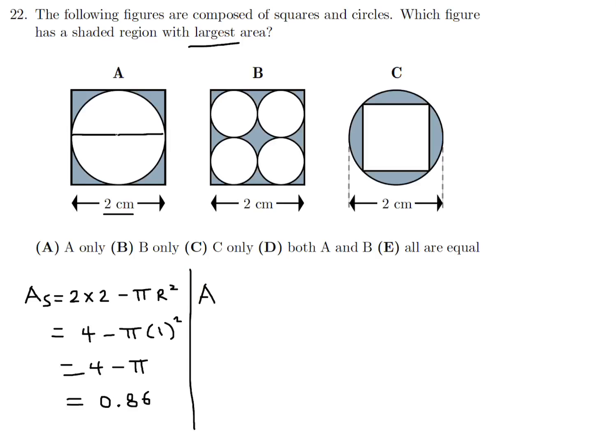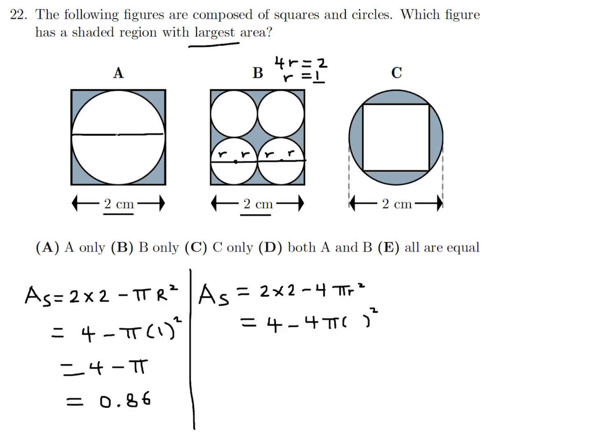In B, the area of the shaded region will be the square again, which is 2 times 2. This time, minus 4 of those circles, 4 pi r squared. I put a small r there this time. 2 times 2 is 4, minus 4 times pi small r squared. Now, what do I put for r this time? Well, all the way across is 2, correct? And how many radiuses is that? 1, 2, 3, 4 of them. So 4r is equal to 2, and therefore r is equal to a half.